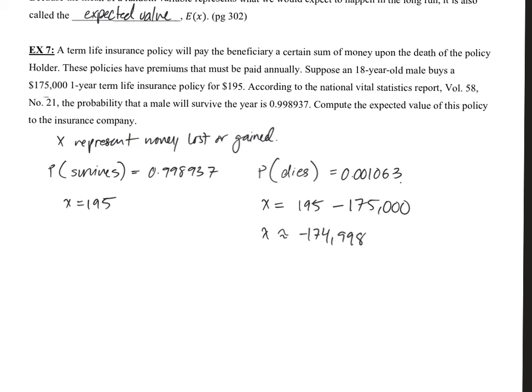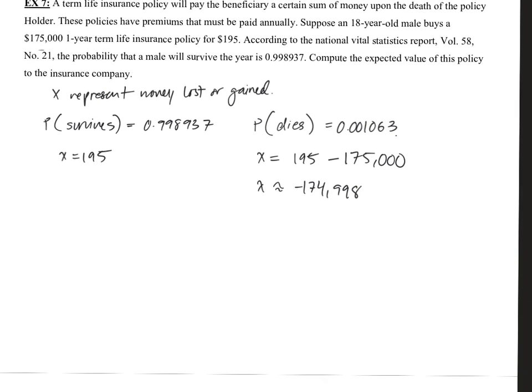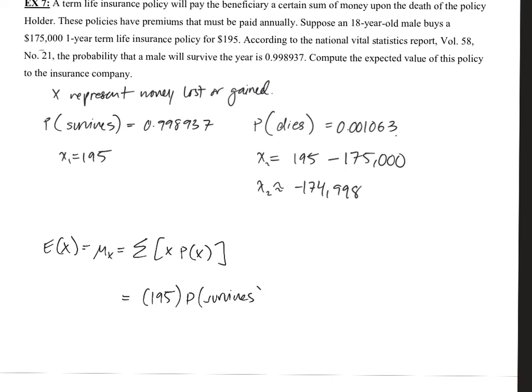Okay, so then what is the expected value of the policy? And this is, remember, from the point of view of the insurance company. We would have the expected value of x is going to equal the mean of x, which is the sum of the x values times their probabilities. And that is going to come out to, so we have the probabilities and the x values. This should have been x of 1, x of 2. So we have 195 times the probability of survives, plus the negative 174,998 times the probability that they die.